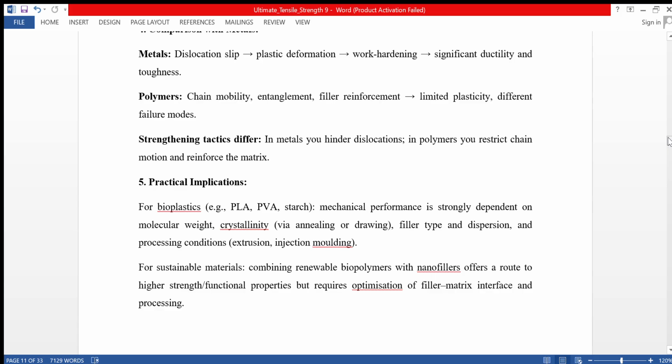In metals, you hinder dislocations. In polymers, you restrict chains and reinforce the matrix. Practical implementation: for bioplastics, mechanical performance is strongly dependent on molecular weight, crystallinity, filler type and dispersion, and processing conditions. For sustainable materials, combining renewable biopolymer with nanofillers offers a route to higher strength and functional properties, but requires optimization of filler-matrix interface and processing.